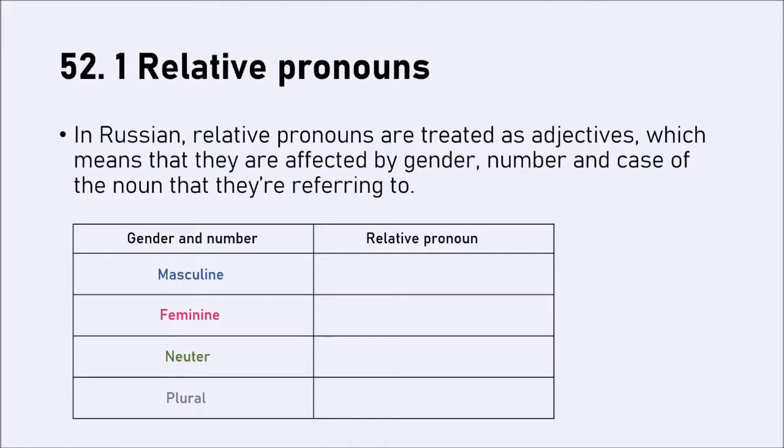If the thing that you want to refer back to in a previous clause or sentence is masculine, you will use который. If it's feminine, then it's которая. Которая for neuter. And then которые for plural. Now, as you can tell, they all sound very similar due to reduction, but in written Russian, you have to get it right, of course.